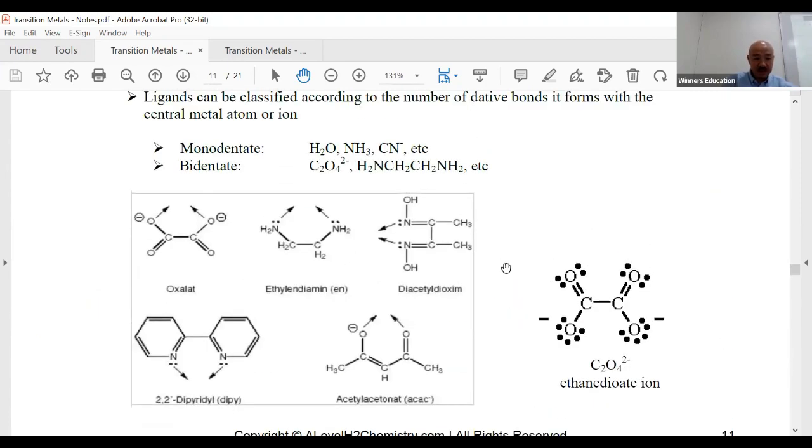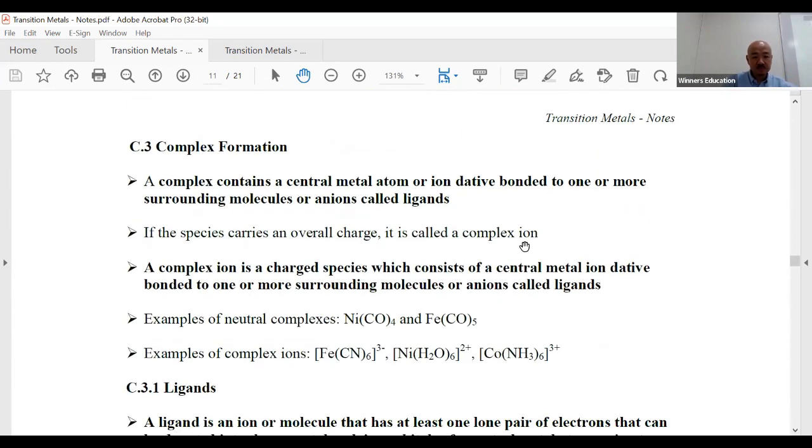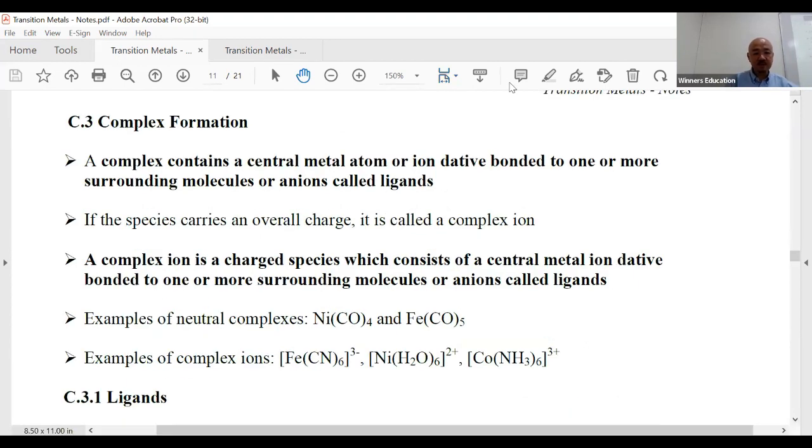I go back here again. Okay, complex. Let me make it bigger once again. All right, we need to know all these terms very well. Complex formation. A complex always contains a central metal atom or ion, once again dative bonded to one or more surrounding molecules or ions called ligands. So that is what we call a complex.